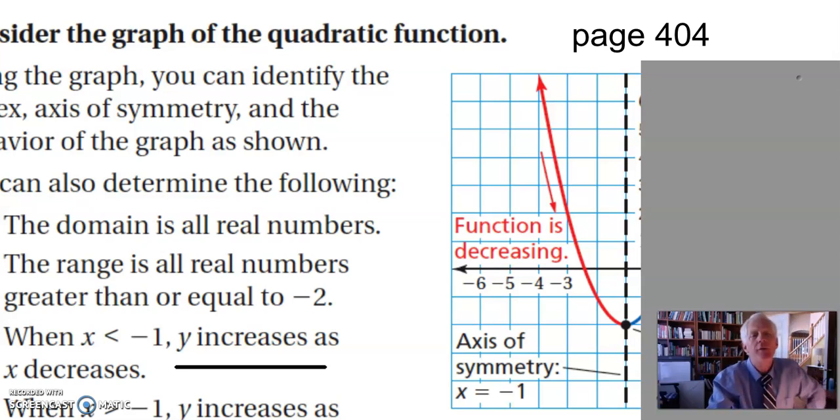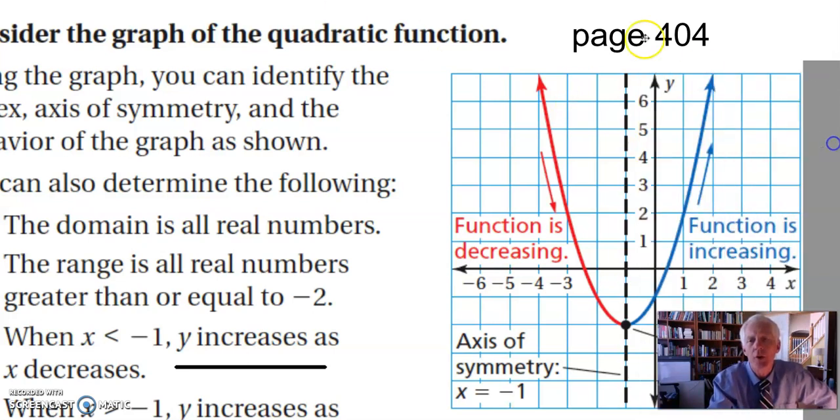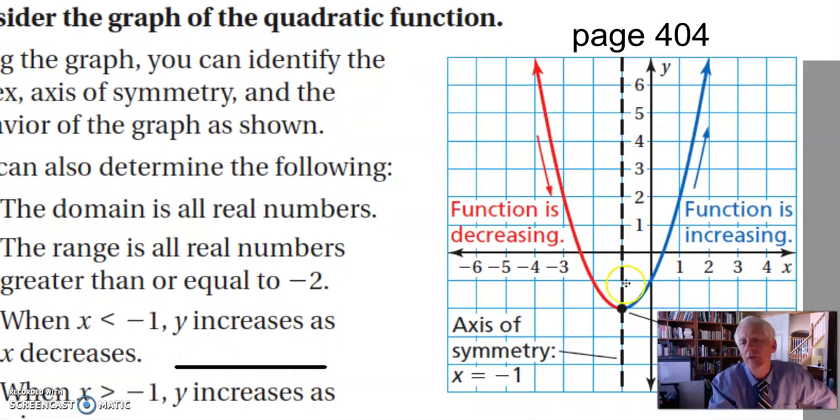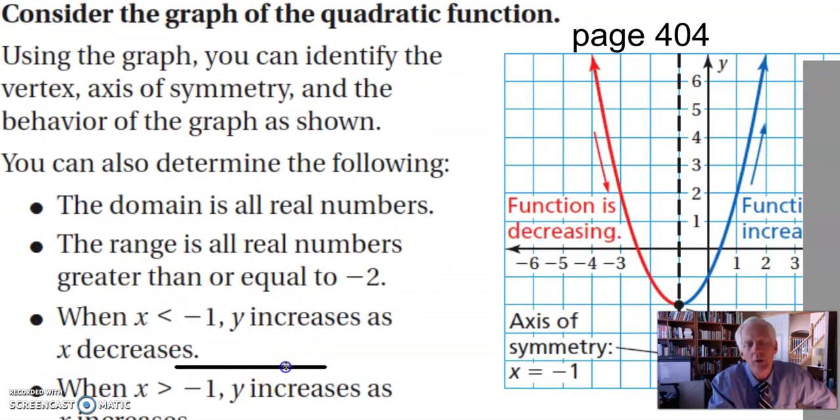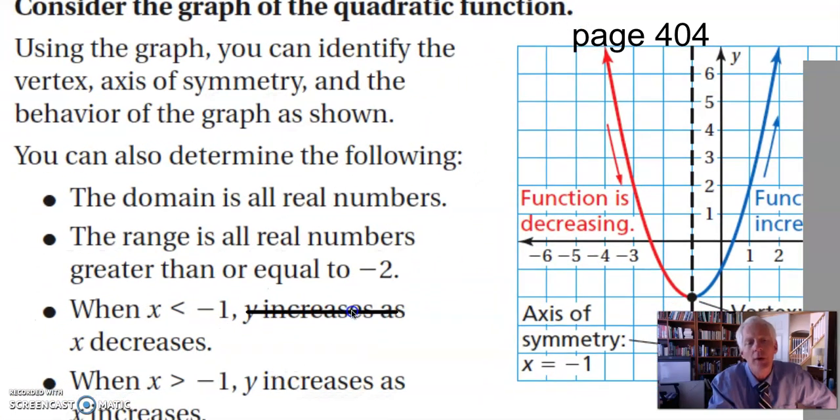So on this graph here, I want to show you a couple things. Also, this is on page 404. Here's a graph. The vertex is right where the cursor is, at (-1, -2), the vertex of this particular quadratic. The axis of symmetry is this line here, which is x equals -1. Now, this increasing, decreasing, the words over here that you see, I underlined that. I crossed out, click, just like at school. I don't like the way they do this here. Basically, what I want to know is, when is the function decreasing and when is the function increasing?